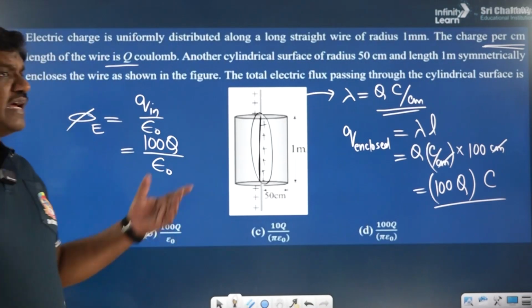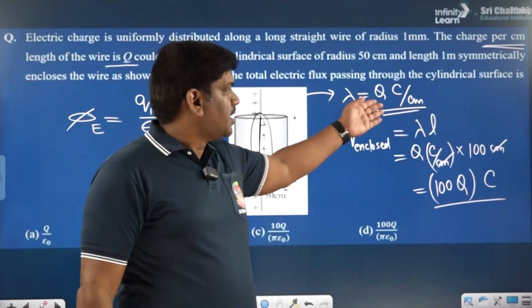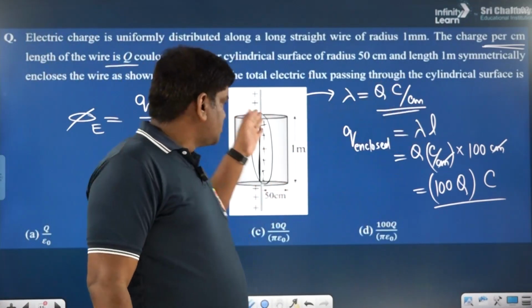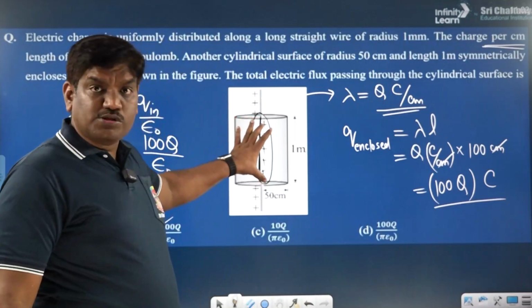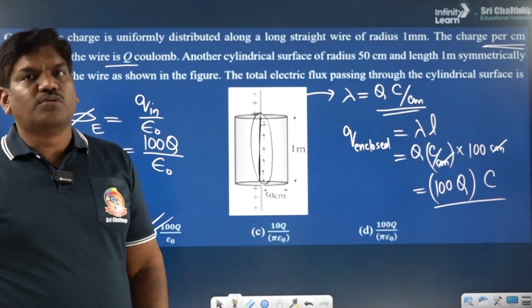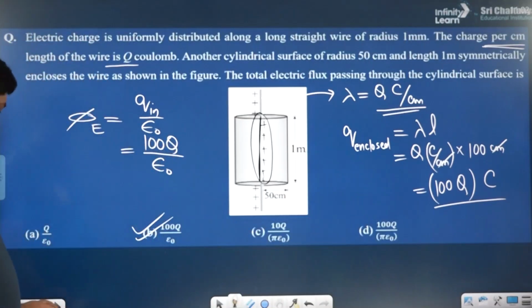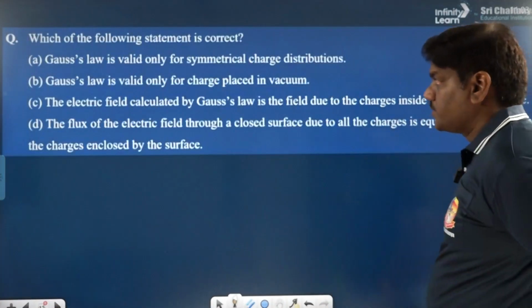Alright. Sometimes they will play with the units. Here they are not giving you the charge directly, they are giving you charge per unit length. Using the length, you can find the total charge enclosed by this cylindrical surface, and then by using Gauss law, you can calculate the total flux passing through it. Okay, let's move to the next question. Again, one interesting question.